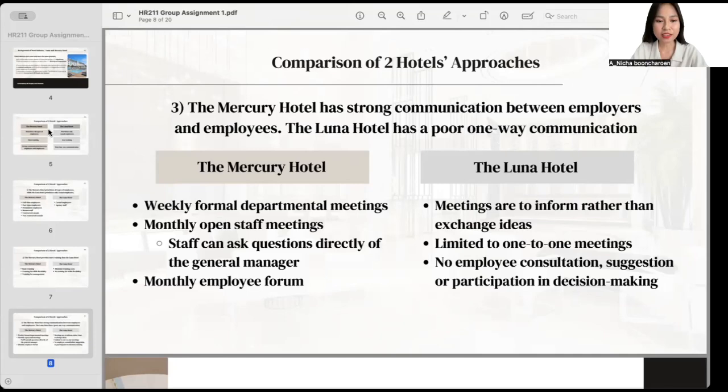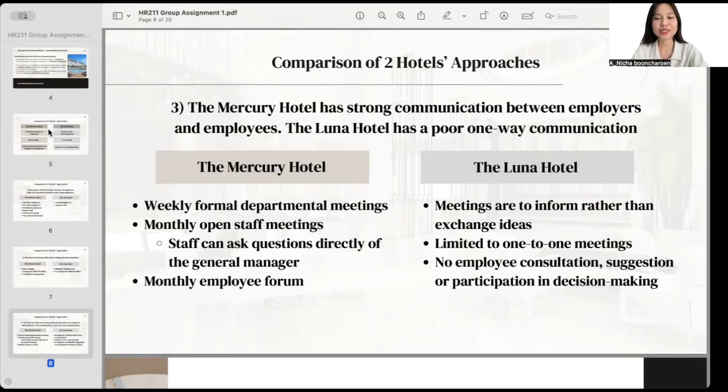Everyone in my class thought that it's very nice of the Mercury Hotel to do weekly formal departmental meetings and monthly meetings. I really like how the staff can ask questions directly to the general manager. And the other point I really like is not only they can ask questions, but how often they can ask. They can ask weekly, they can ask monthly.